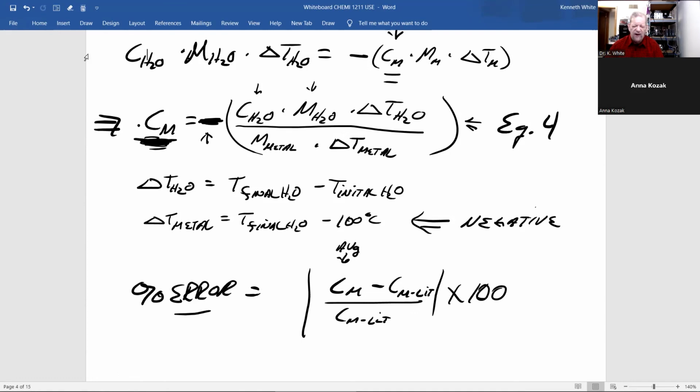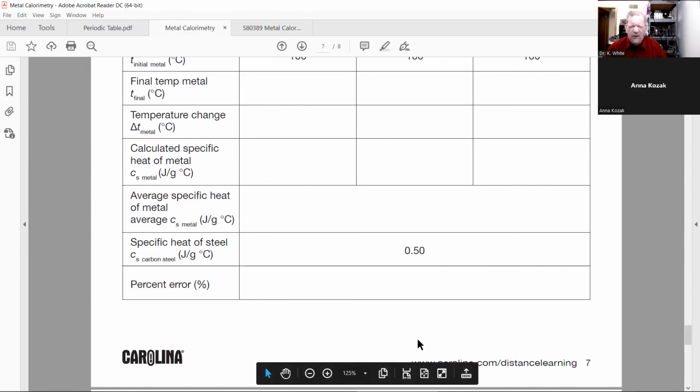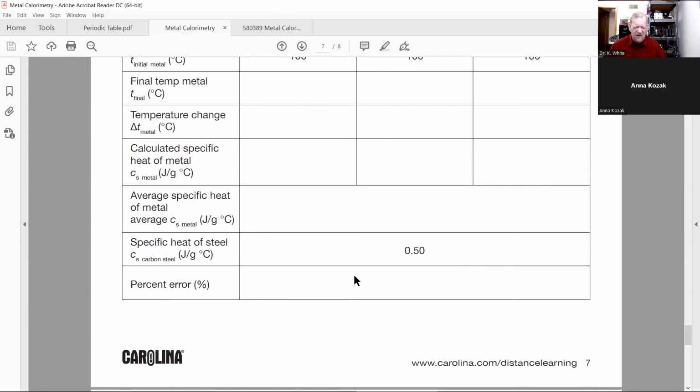Now, what's that C sub M lit? Well, you're given that in the lab. And see where it says specific heat of steel, carbon steel, and it's 0.50. That's the number you should get. We call that the literature value in chemistry. But guess what? Are you using $10,000 calorimeters? No. So do I expect you to get this exact number? No. Would I get that exact number with the equipment we're using? No. And that's why you're going to have to figure out the percent error.